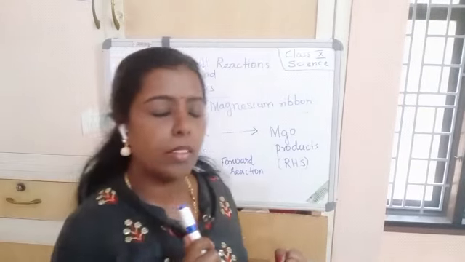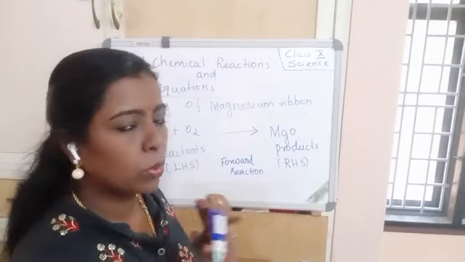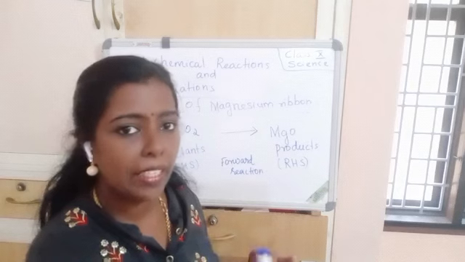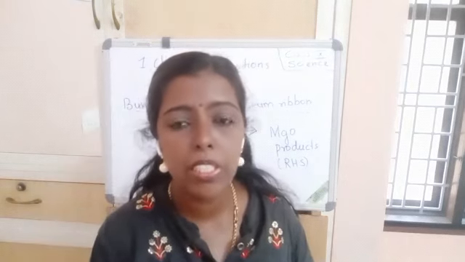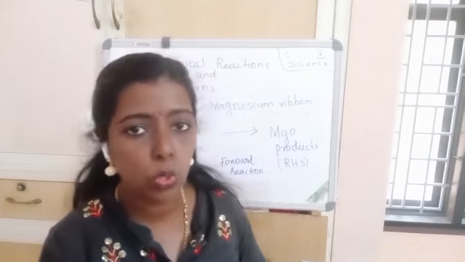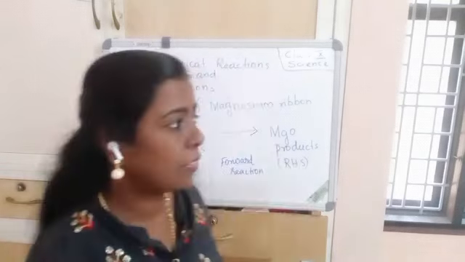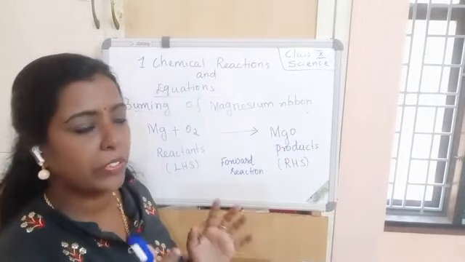Write reactants and products, and place an arrow between them. It shows the direction of our reaction. Then we should mention the physical states of our reactants and products, whether the reactant is in solid state or liquid state or gaseous state.